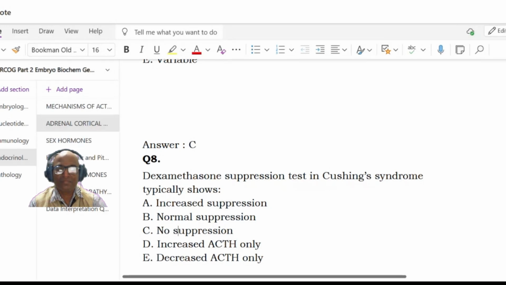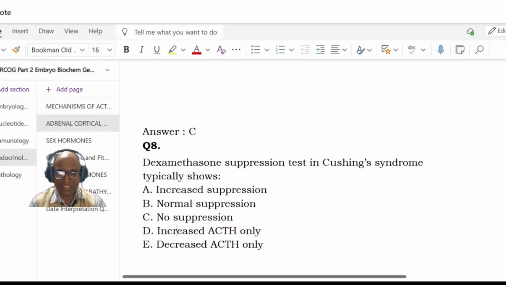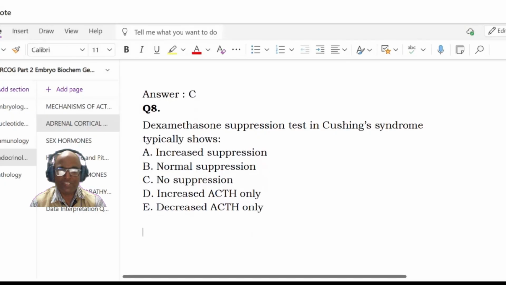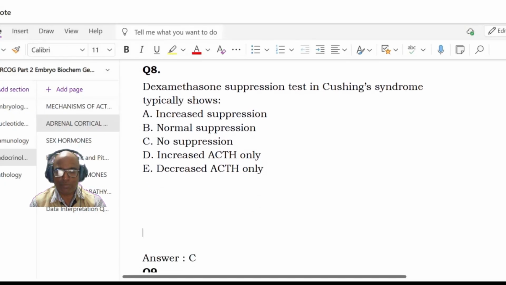No suppression on the dexamethasone suppression test in Cushing syndrome. Yes, with the low dose, there is no suppression in Cushing syndrome. Okay.